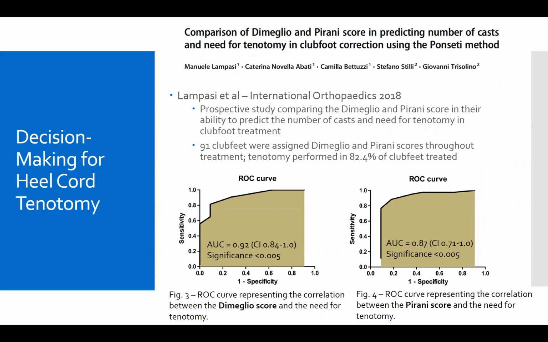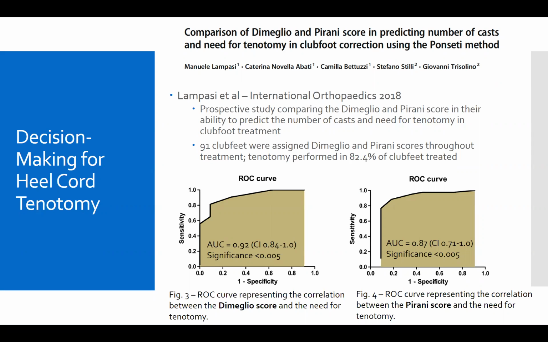And looking at the calculated area under the curve, or AUC, the Dimeglio score actually showed slightly better performance compared to the Pirani score in predicting the need for tenotomy in these children. However, they didn't find a significant difference between the two groups, but did note that the Dimeglio score was a little bit better in predicting this need.